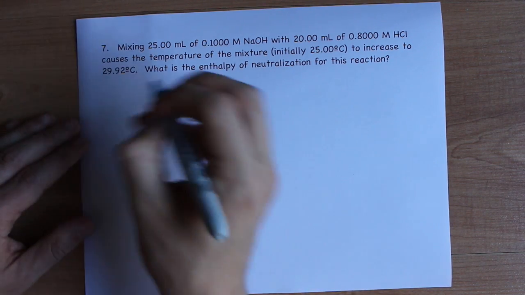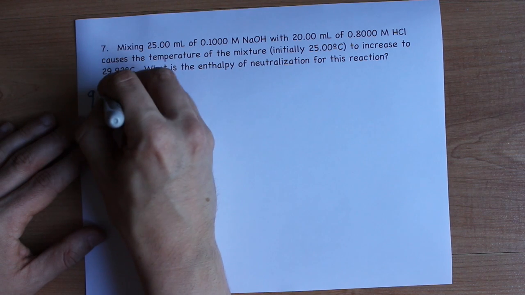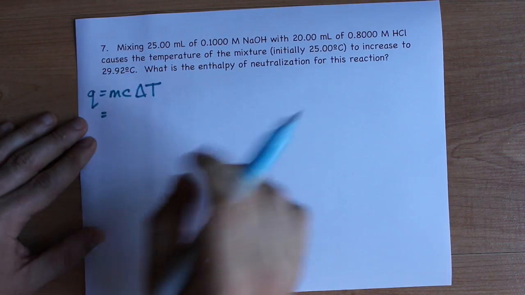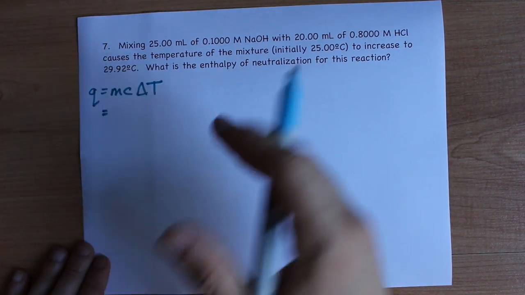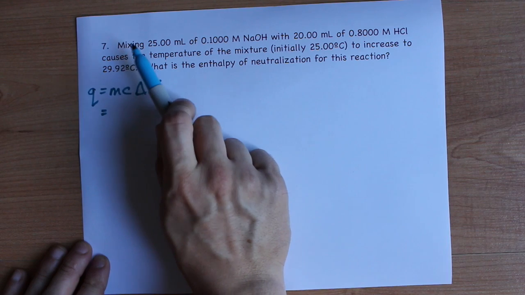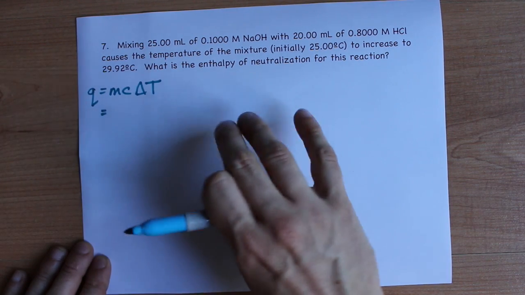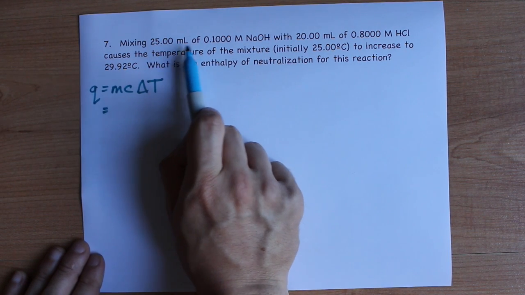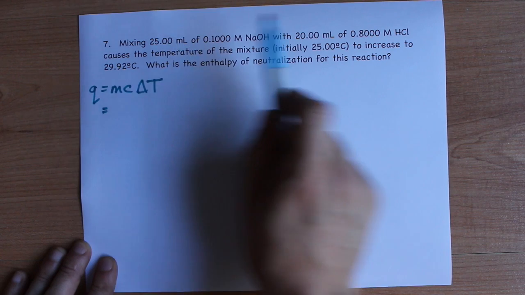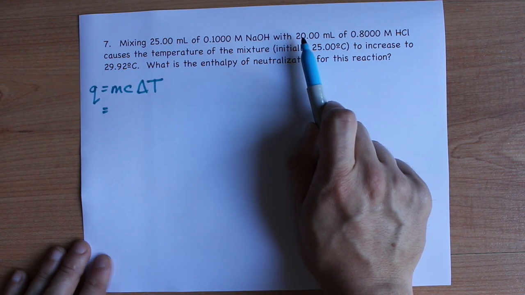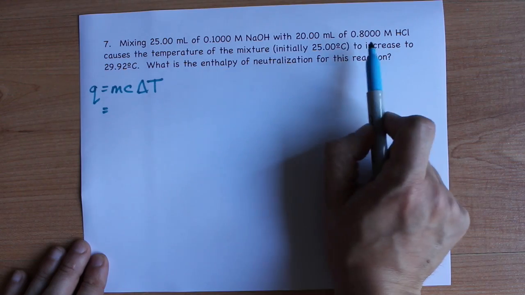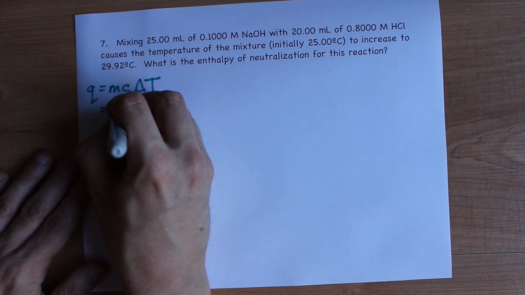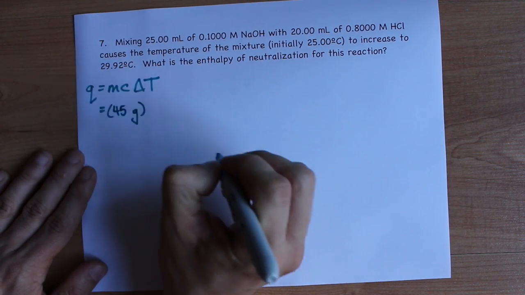Okay, now let me be clear. We're going to do a Q equals mcΔT, where M is the mass of stuff that is heating up. Now, what's heating up here? Because we are mixing two liquids, the mass is actually the total mass of the solution. 25 milliliters of water will weigh 25 grams. 20 milliliters of water will weigh 20 grams. I'm going to ignore the weight of the HCl and the NaOH. That means that the total mass of water that's heating up is 45 grams.